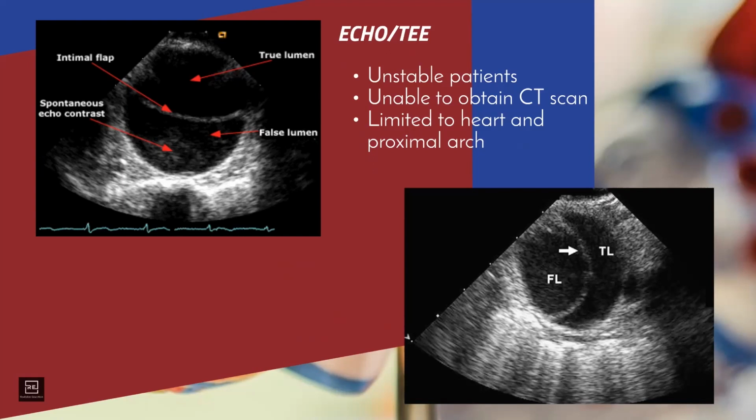There are some advantages, however, of an echocardiogram, especially a transesophageal echocardiogram, which can detect the entry site of the intimal tear, the degree or presence of aortic valve regurgitation, as well as the presence of a pericardial effusion.